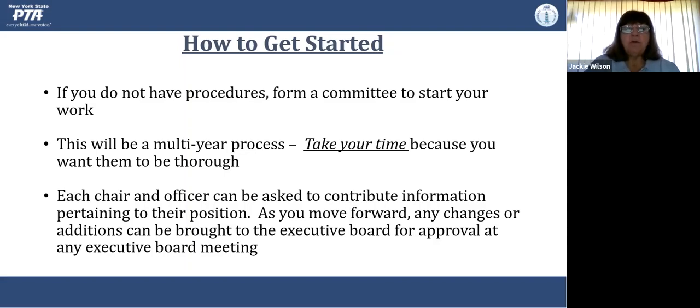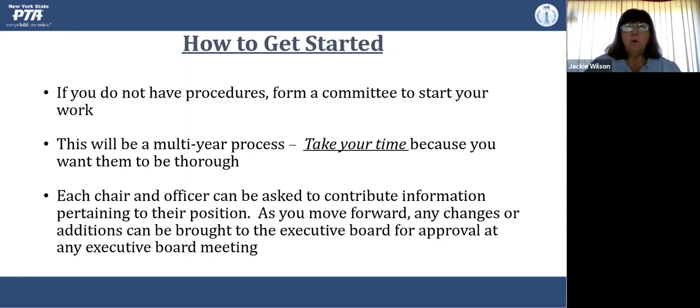To start with, each chair and officer currently can be asked to contribute information pertaining to their position. For example, you have 2 secretaries. You have a recording secretary, you have a corresponding secretary. What do each of the secretaries do?